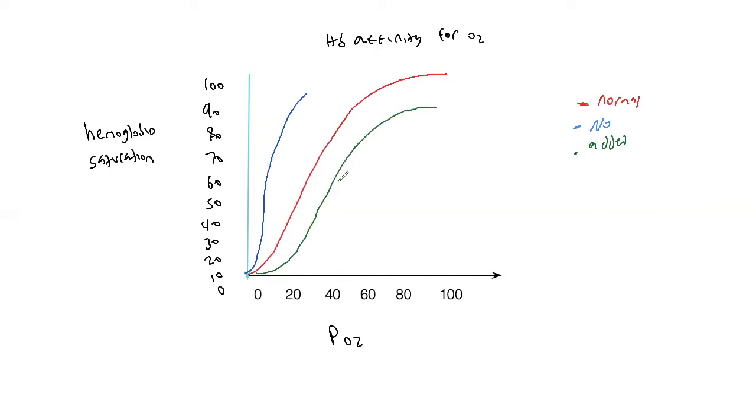So what this means is that the more 2,3-BPG is present, the more likely oxygen is to disassociate from hemoglobin. Less 2,3-BPG means that oxygen is more likely to stay bound to O2. More 2,3-BPG means that oxygen is more likely to disassociate from O2 and go to the cells.